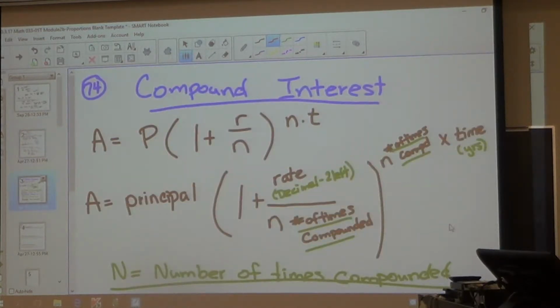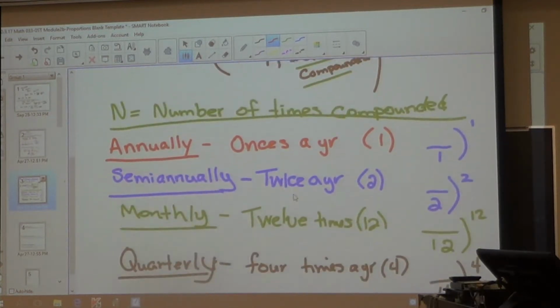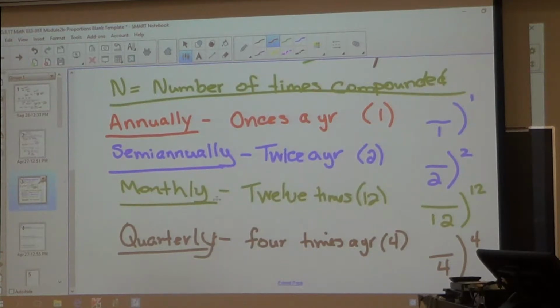Now, we talked about this before, but it's coming up again. I equal PRT, I've written it down. These are the things that you're going to need to memorize. Annually occurs once a year. Semi-annually occurs twice a year. Monthly is 12 times a year. Quarterly is 4 times a year. So you're going to have to know those.